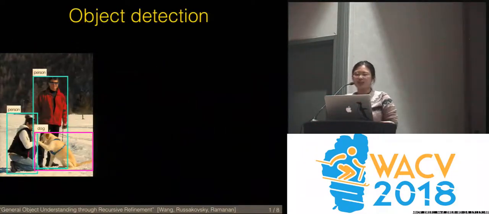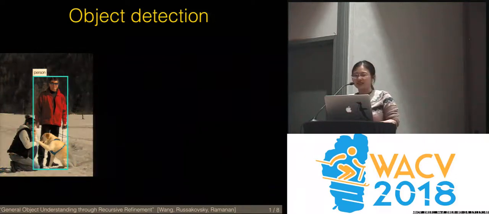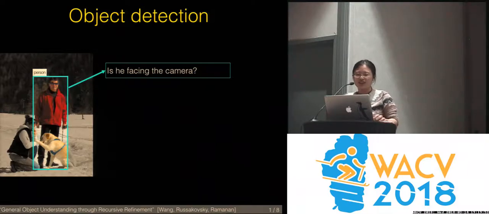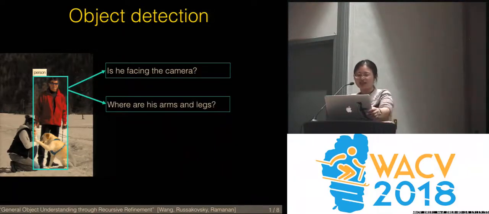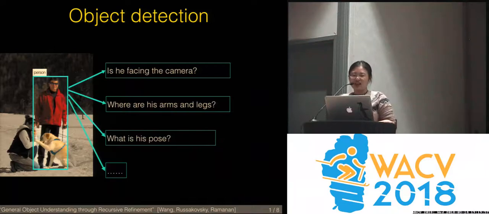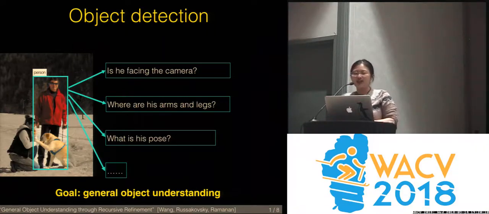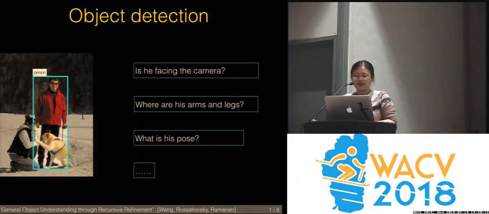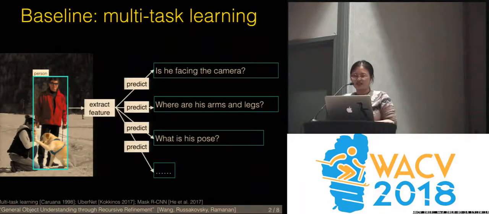In object detection, we believe it's important to understand the details of the objects, more than their categorical labels and bounding boxes. For example, here's a person, but we want to ask more questions about this person, such as, is he facing the camera or not? Where are his arms and legs? What is his pose? And so on. We call this ability of answering different types of questions general object understanding, and this is a task we consider in this work.